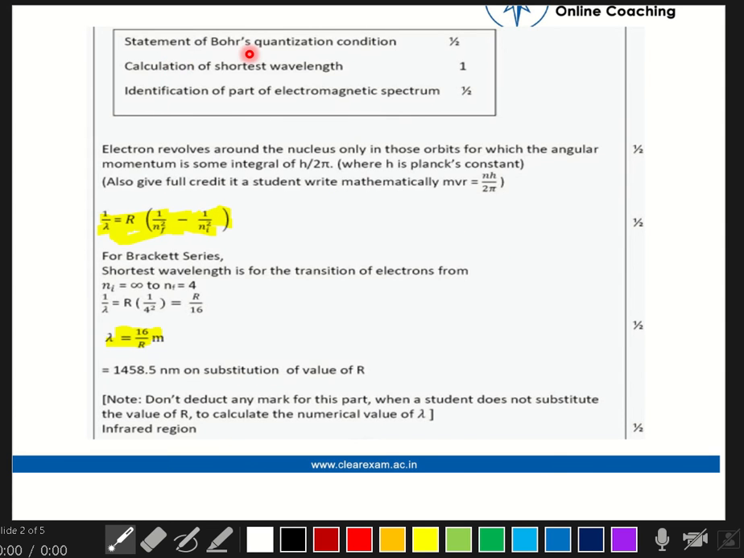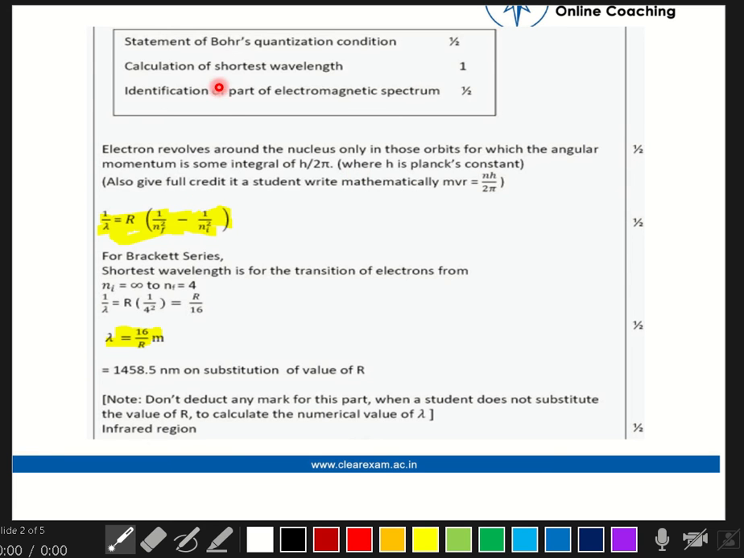We have to state Bohr's quantization condition, calculate the shortest wavelength, and identify the part of the electromagnetic spectrum. This is the definition of Bohr's quantization condition: an electron revolves around the nucleus only in those orbits for which the angular momentum is some integral multiple of h by 2 pi, where h stands for Planck's constant.